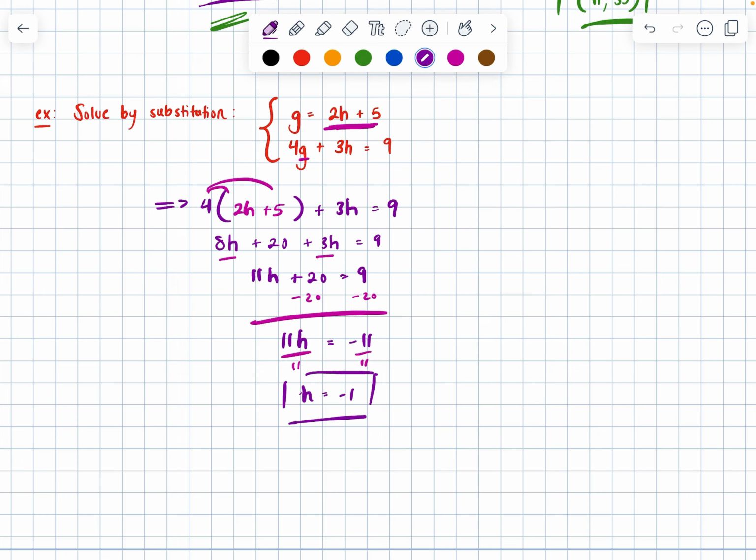Now pause for a second. Put your critical thinking caps on. Which of the two equations here would it strategically be wiser to substitute this value of h into? 10 seconds, pause the video. Which one is wiser and why do you think that is? Go.